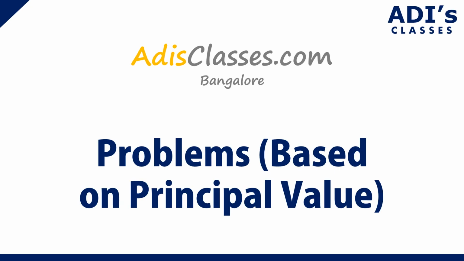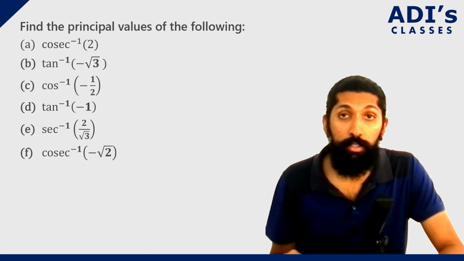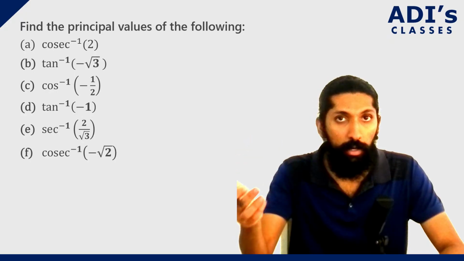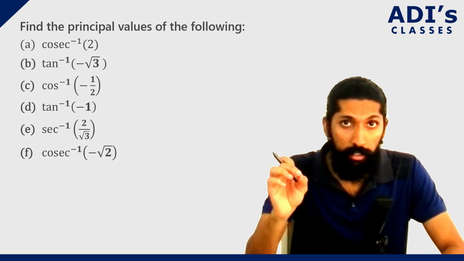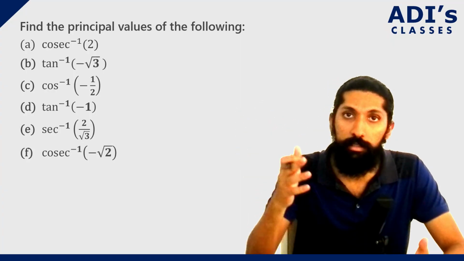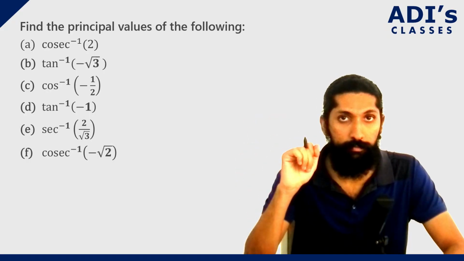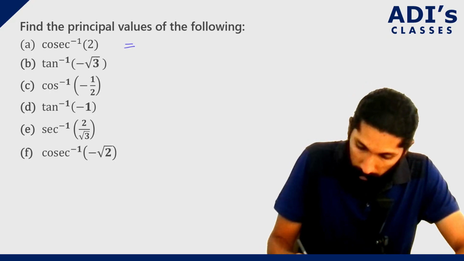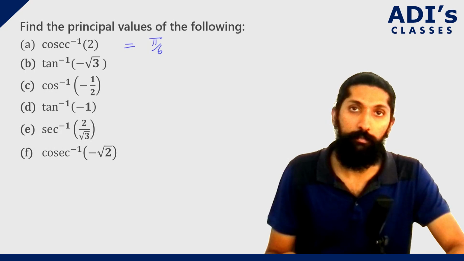Let's start with these problems based on principal values. Okay, now see the first one, cosecant inverse of 2. Now, guys, understand. Let's look at the angle part and then you can do it. Recall, cosecant 30 was 2. That means cosecant inverse of 2 becomes 30 degrees. But degree is not the unit. We have to keep it in terms of radian. So the answer for the first one is going to become pi by 6. The first case, very simple.